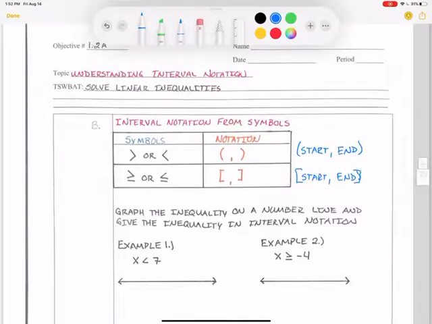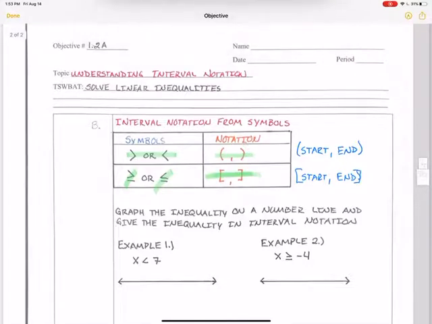Now I do want to make a note that the inequality symbols greater than or less than, so right here, will always use parentheses, always, because we're not including the number that we start at, or we're not including the number in general. We have to mention it, but we're not including it. If we're talking about greater than or equal to or less than or equal to, we are going to use brackets because that means x can be this number.